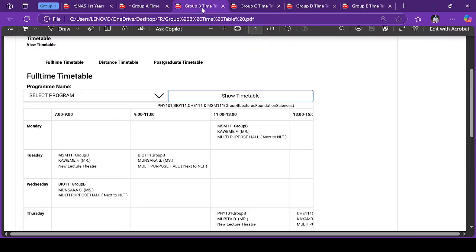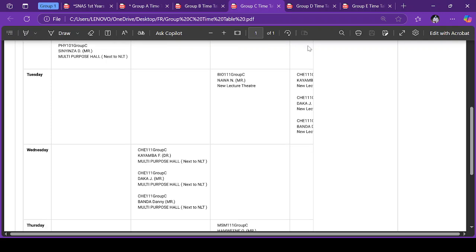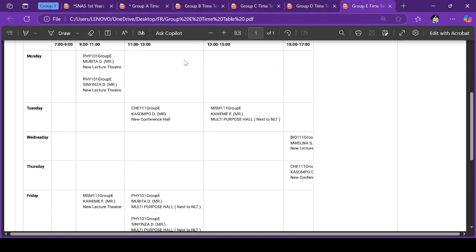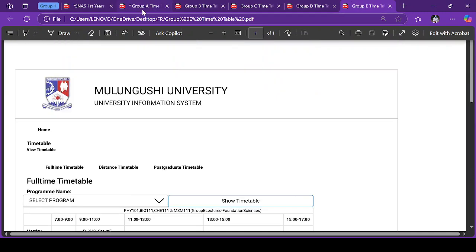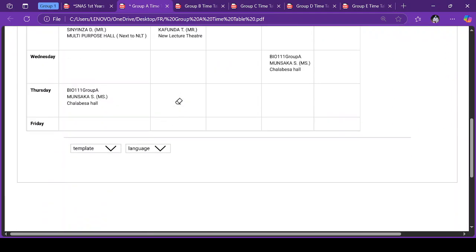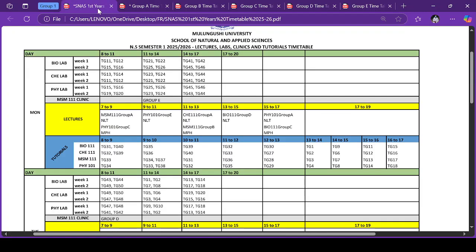So this is for group B. This is for group C. If you don't have the individual timetables, you can just inbox me, but I'm sure you all have. Now, just copy this timetable in your book and send it to me. Yeah, you will be able to understand it better.